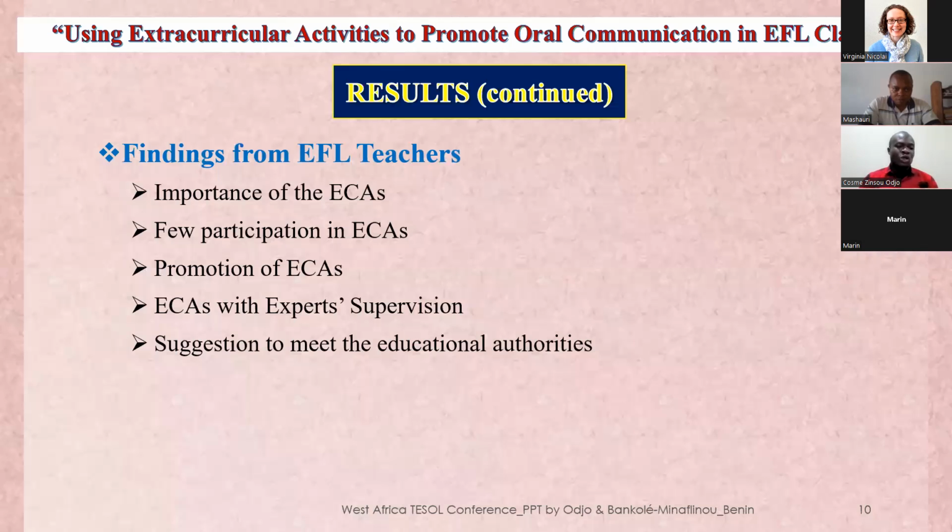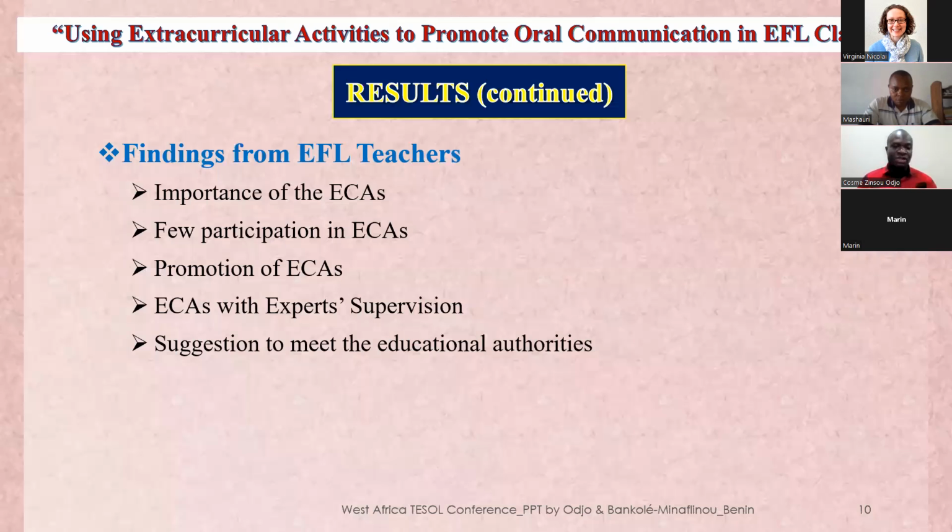And after our discussion, they are ready, and they also see the importance of promoting extracurricular activities. But they mentioned that to better seize the opportunity of these activities, it is important to put them under the supervision of experts, not only under the supervision of the students themselves or those who are not aware of the strategies and techniques to use.